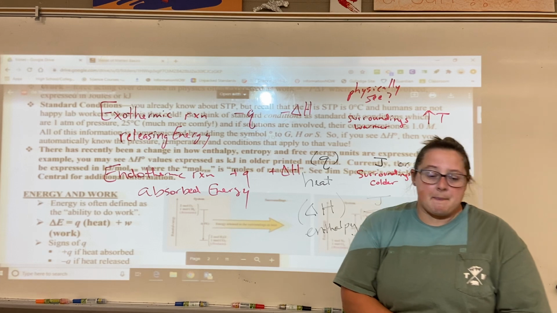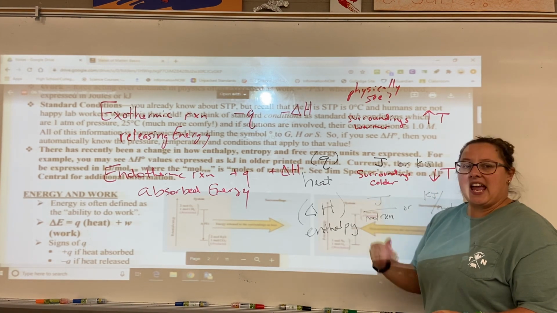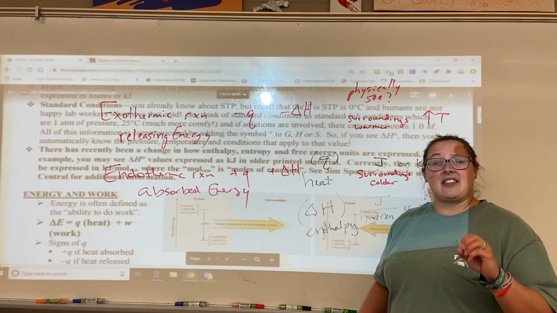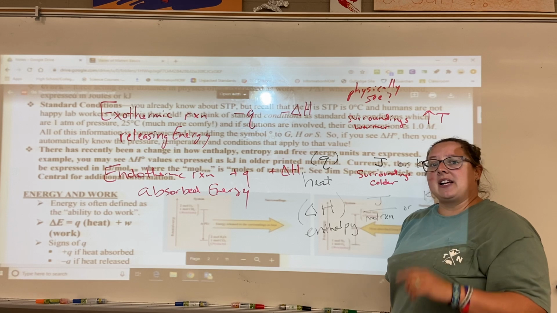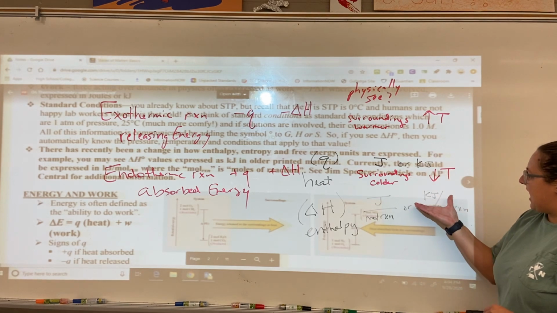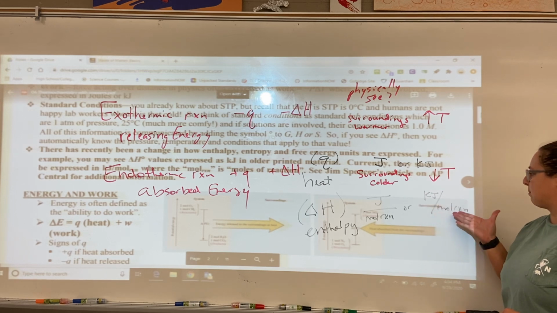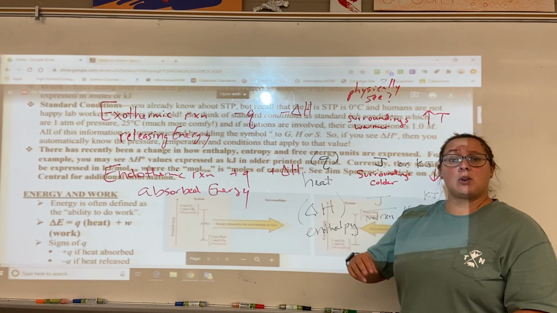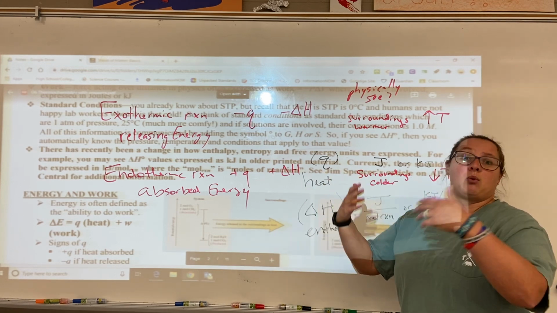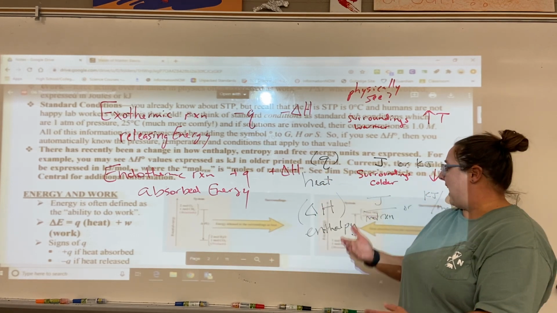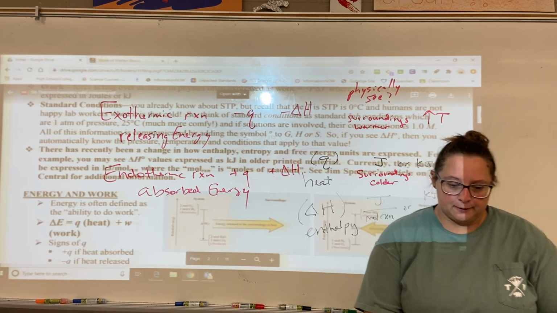Now, make sure whenever you are expressing your delta H, remember delta G, how we said that it has to be kilojoules per mole reaction? Same idea with delta H. We have to say either joules per mole reaction or kilojoules per mole reaction, because if we were to go through that reaction multiple times, we would get double, triple, whatever the amount of energy. So we have to specify that as for one time that the reaction goes through.